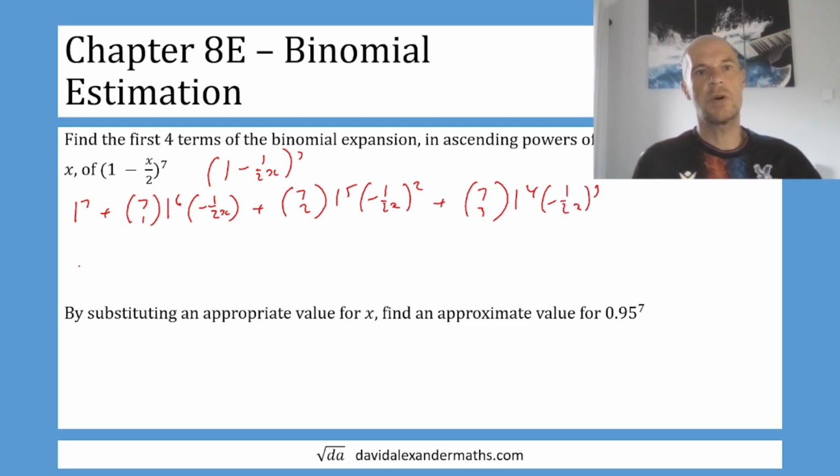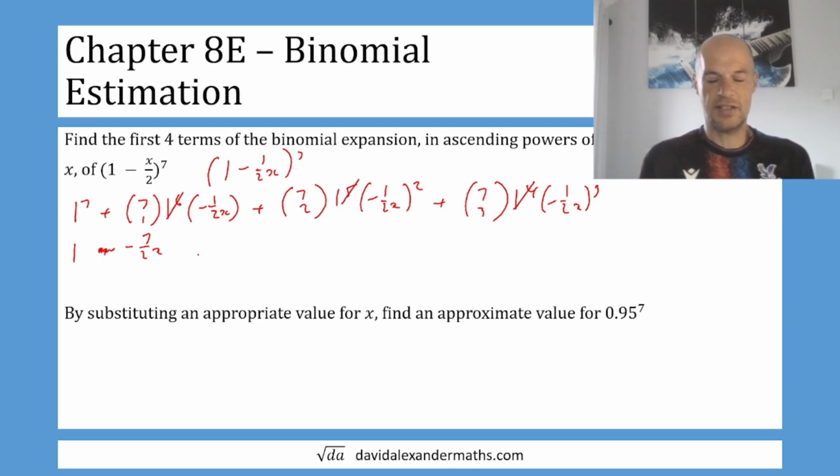Now, the good news is 1 to the 7, 1 to the 6, 1 to the 5, 1 to the 4 is always 1. So we can just ignore these completely. So 7 choose 1, times minus 0.5. So that is minus 7 over 2. So let's get rid of that plus sign. Minus 7 over 2x.